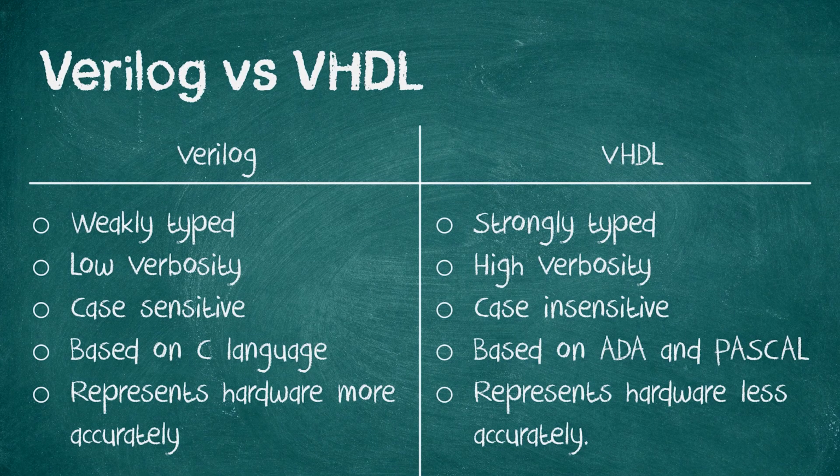This means that the identifiers in Verilog should be exactly the same including their case, whereas in VHDL the case of identifiers may be different. Verilog is based on C language and thus it is easy to learn, whereas VHDL is based on Ada or Pascal and may be difficult to learn as most people are more familiar with C language. Verilog represents hardware more accurately, whereas VHDL cannot represent it that accurately.